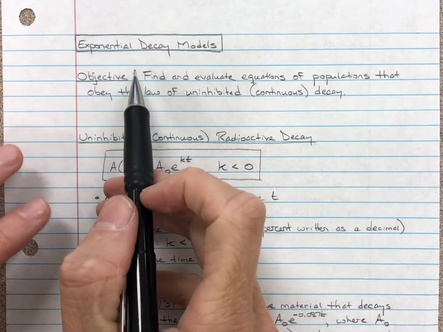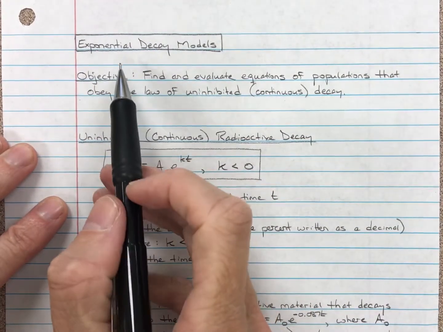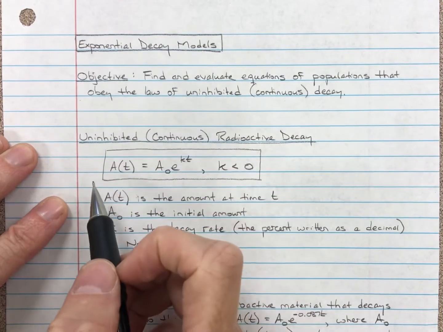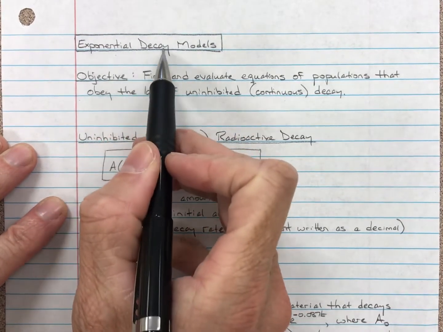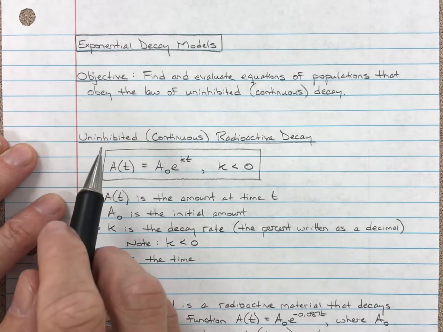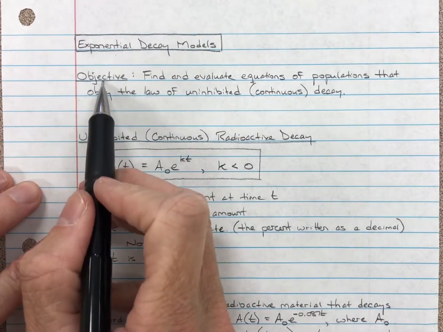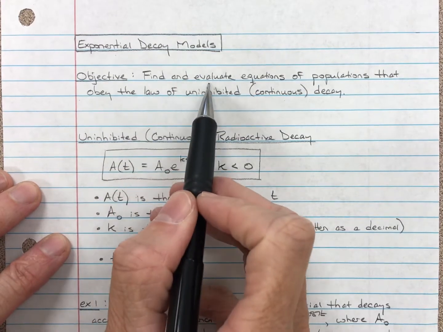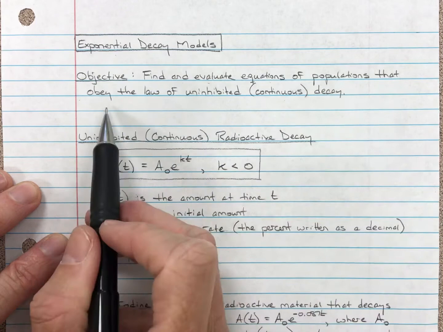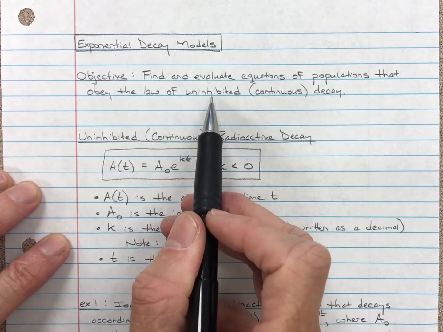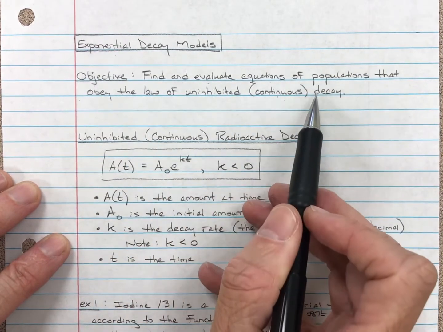In our previous video lecture, we talked about exponential growth models. In this video lecture, we're going to talk about exponential decay models, very similar. Our objective: find and evaluate equations of populations that obey the law of uninhibited or continuous decay.